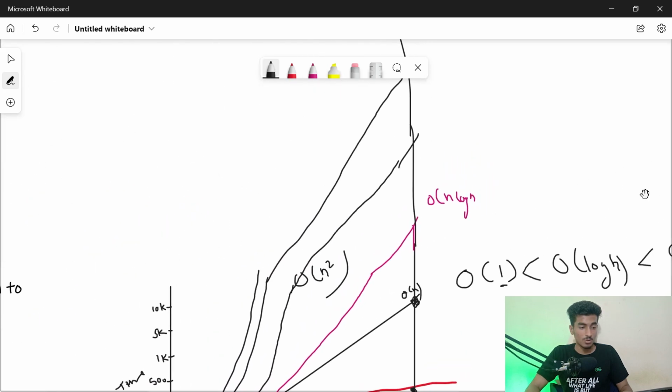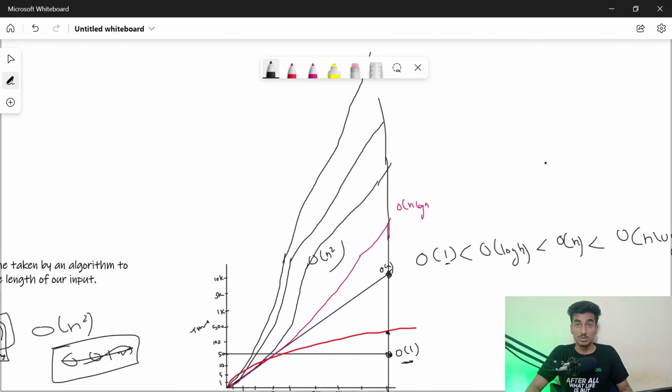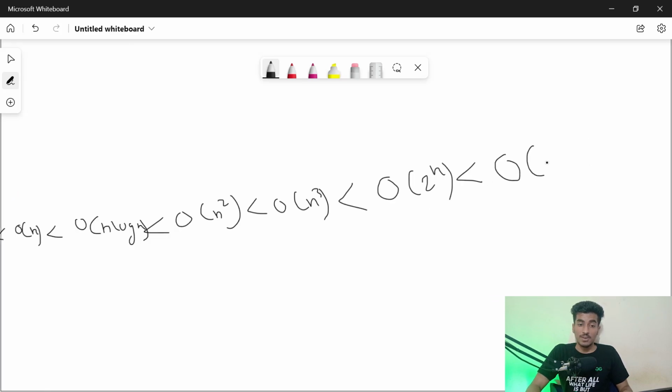And after that, we also have exponential. So exponential will definitely meet somewhere. Exponential is one of the worst time complexities. After that, we have exponential 2 to the power n. And after that, remember that factorial time complexity is the worst time complexity. So you should never have this in your algorithms.